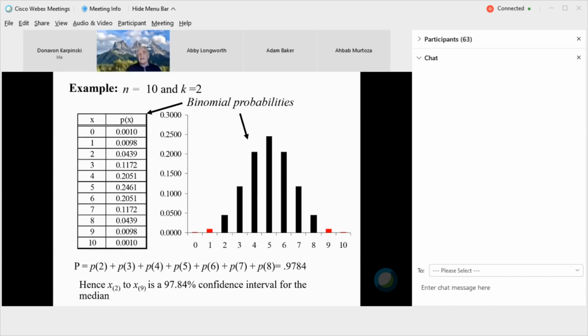Suppose n was equal to 10, and we'll use k equal to 2. So adding up from 2 up to 8, you get 0.978. So the second smallest to the second largest is a 97.84% confidence interval for the median.